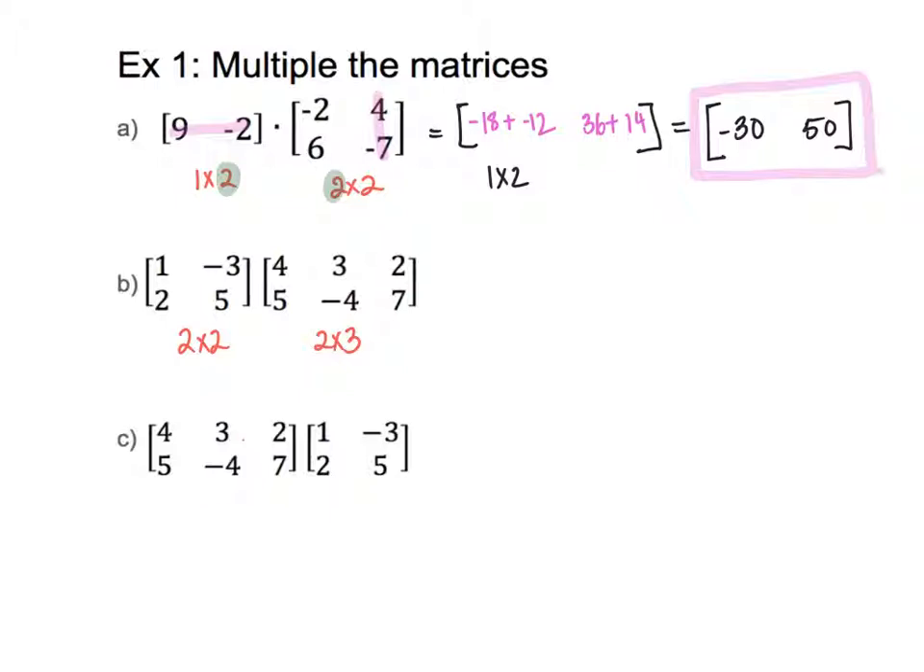Well, you can see here that their inners are the same. So if their inners are the same, that means that we can multiply them. And remember, the outer of the dimensions tell us our size of our new matrix when we multiply. So this here we have a 2 by 3. So that means 2 rows and 3 columns. So I'm going to try to make some room here. I'm actually probably going to need more room than that.